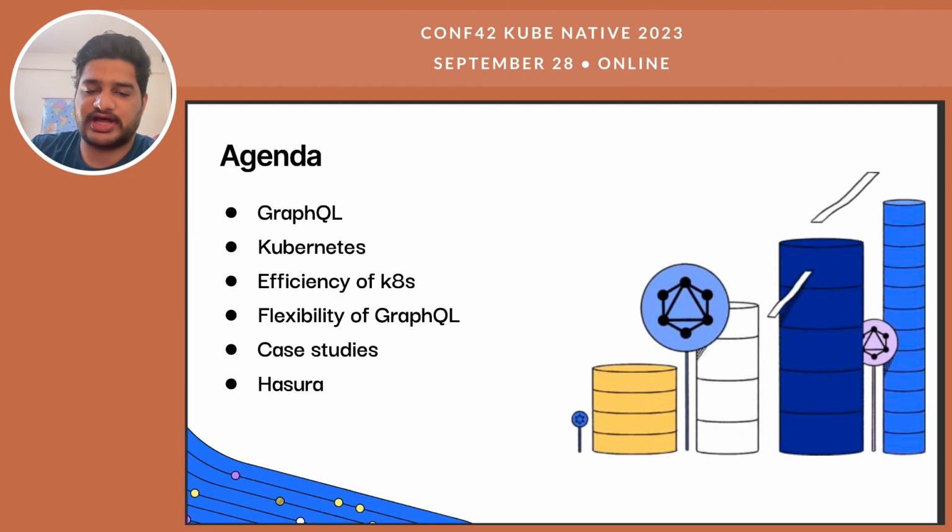Then we'll spend some time talking about the efficiency of Kubernetes clusters and containers. And then we'll discuss why GraphQL is a great complement with its flexibility. I'll showcase some real world use cases and examples where this combination works best. Finally, we'll explore a bit about Hasura and how it can be an ideal tool when you're running GraphQL and Kubernetes.